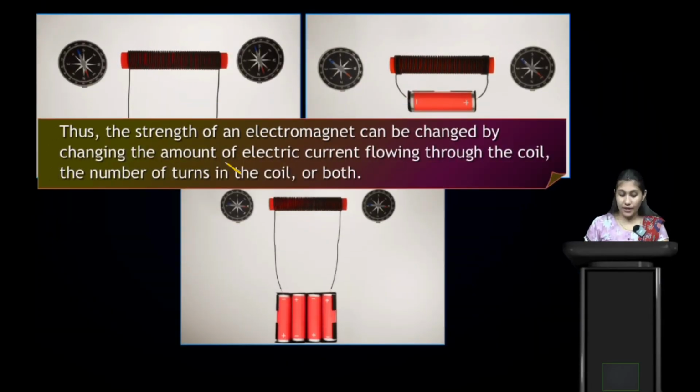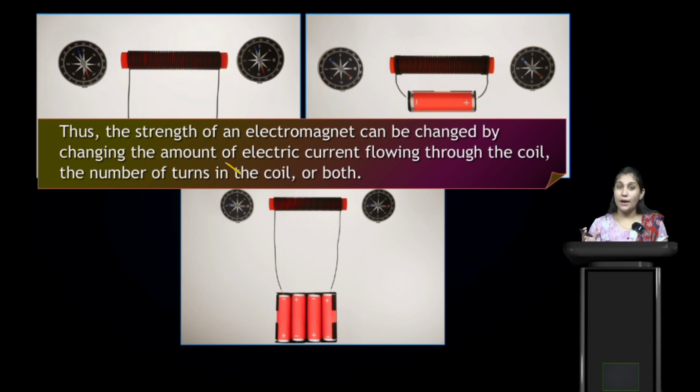See, in this way we can strengthen the electromagnet. So thus the strength of an electromagnet can be changed by changing the amount of electric current flowing through the coil, the number of turns, or both. In these ways we can change the strength of the electromagnet. The first one is by increasing the number of turns in the coil.